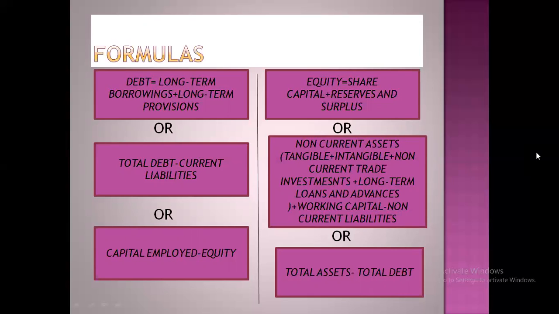So in other words, equity is share capital plus reserve and surplus. Or non-current asset, that is tangible asset plus intangible asset plus non-current trade investment plus long-term loan and advances plus working capital. Working capital is current asset minus current liabilities and minus non-current liabilities. So this way we'll calculate equities. Other way is total asset minus total debt.